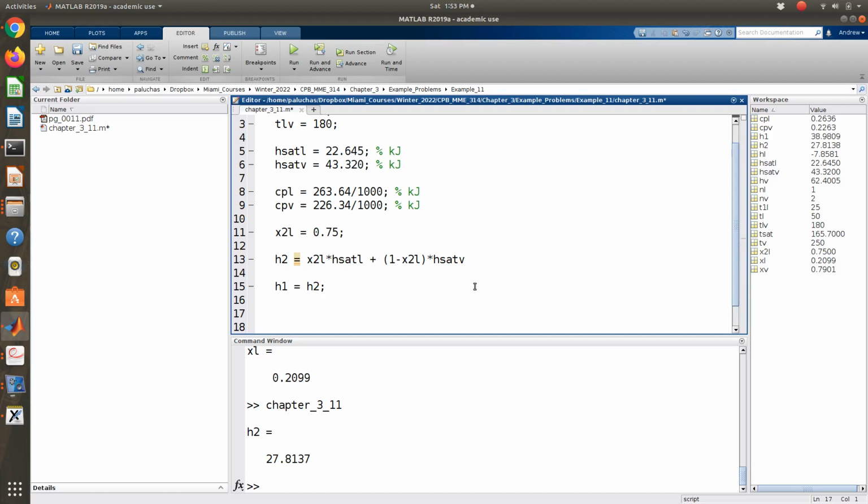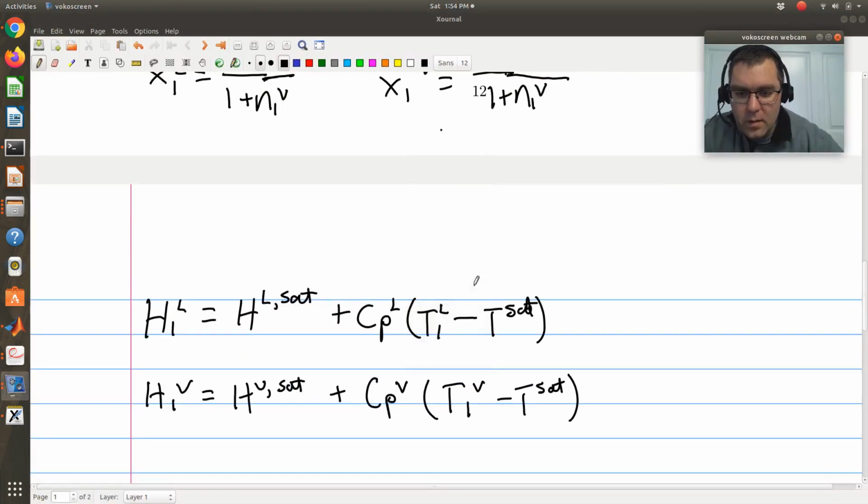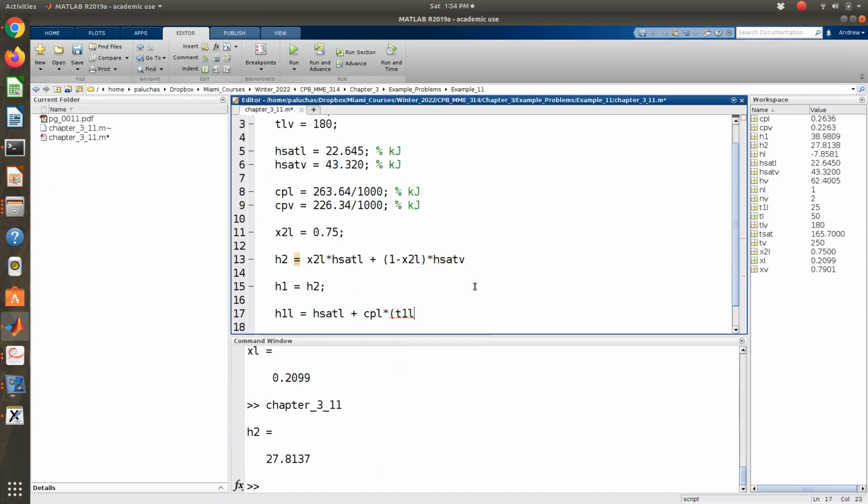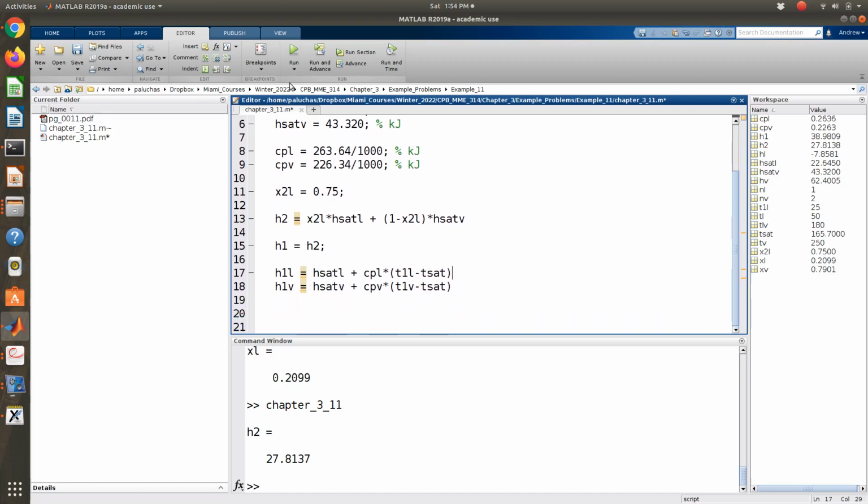Okay, so I'm going to use H1. H1L is equal to H sat L plus CPL times T1L minus T sat. H1V is equal to H sat V plus CPV times T1V minus Tsat. Okay, and let me not comment those out so I get those two. Let's just run it.